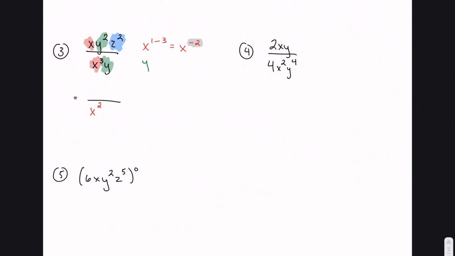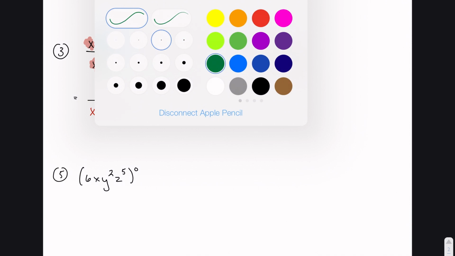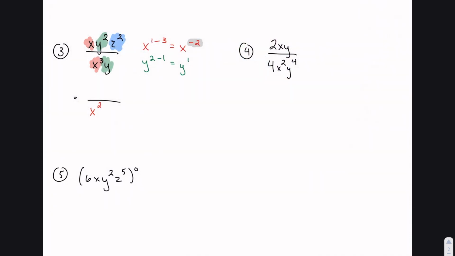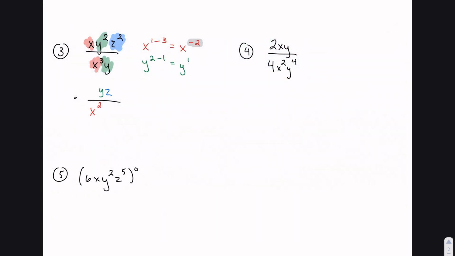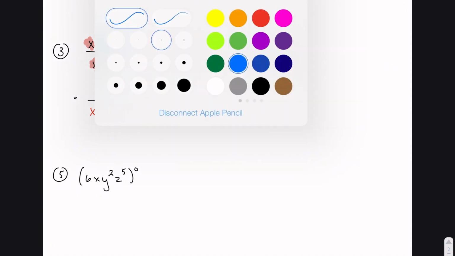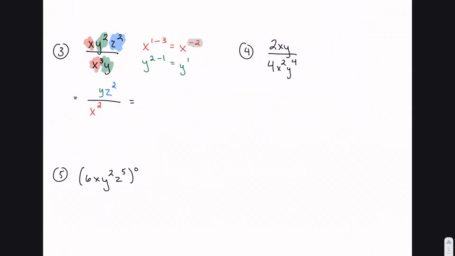Same idea with the y's. We're going to subtract. 2 minus 1 is just 1. Anything to the first power is itself. And the positive exponent tells me that it's going to stay up in the numerator. Nothing's happening with the z's, so the z's are just going to carry over exactly where they belong. And you can see that I've simplified everything already. So we're done.